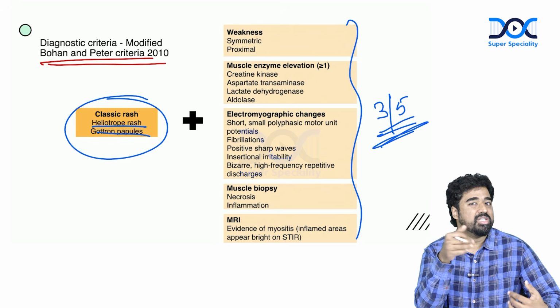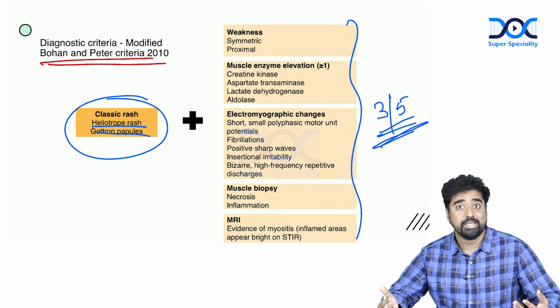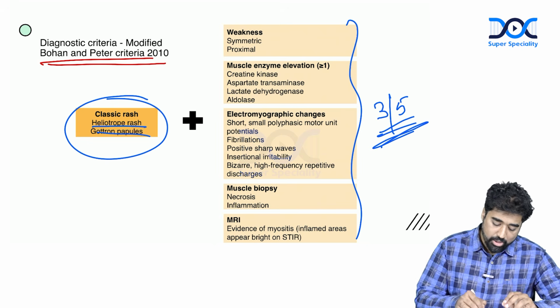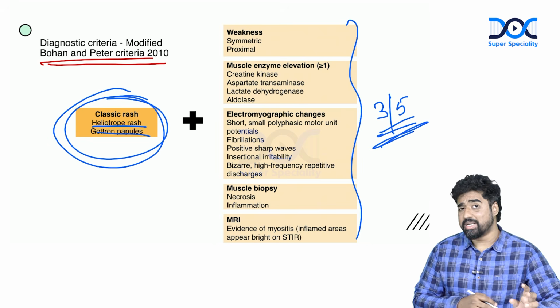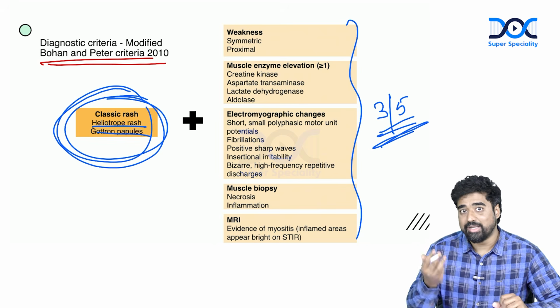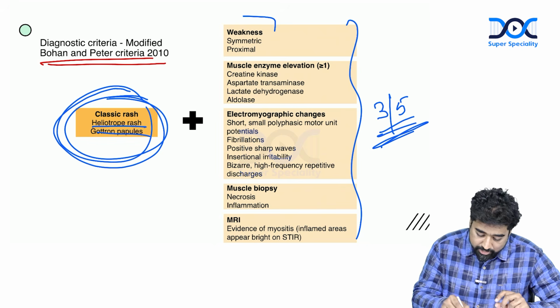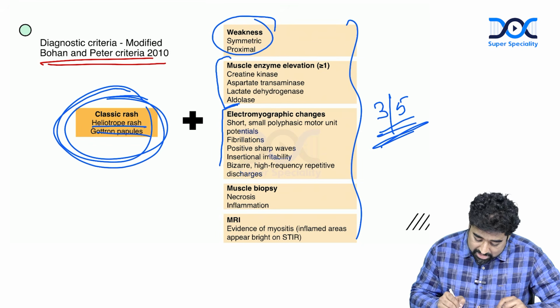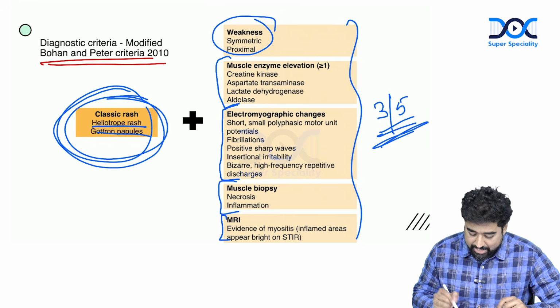There can be a child without rash, and he or she is a juvenile dermatomyositis. But according to this criteria, which is a diagnostic criteria, you have to have a rash plus 3 out of 5 things. What are the 5 things? Weakness, proximal symmetric muscle weakness, muscle enzyme elevation, electromyography changes, biopsy or MRI evidence.